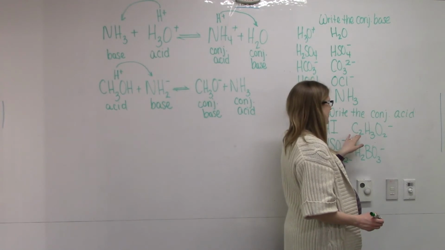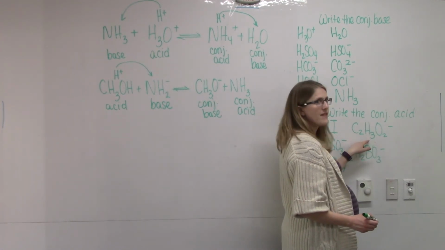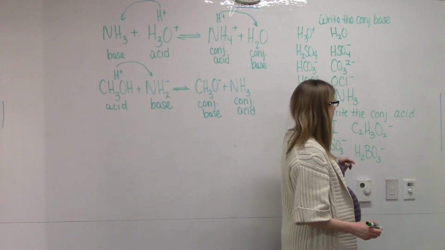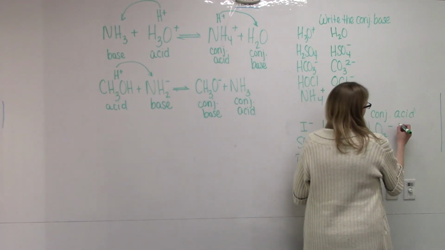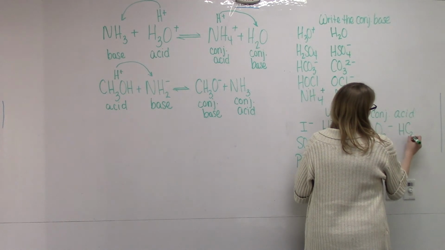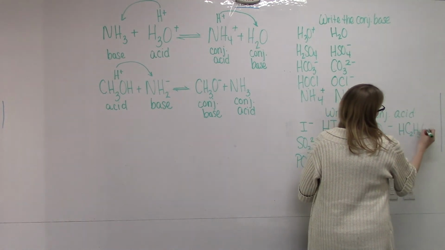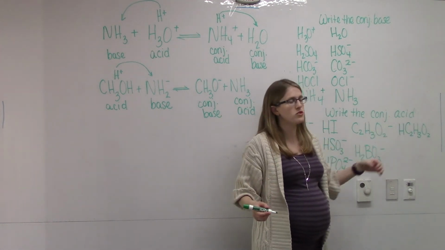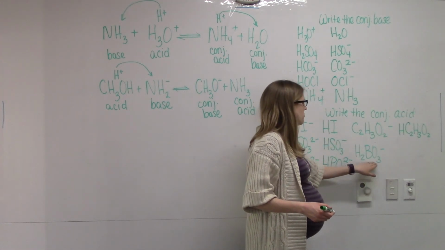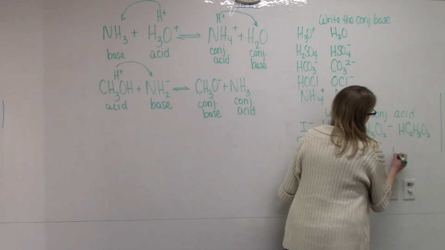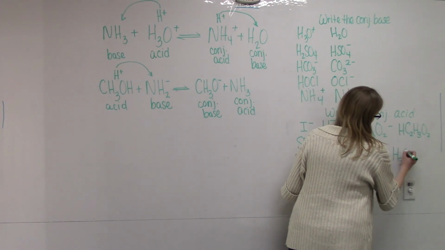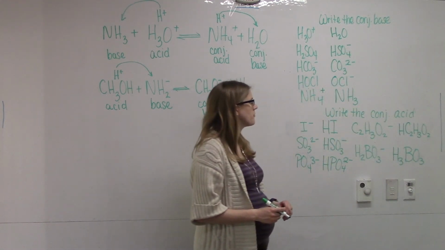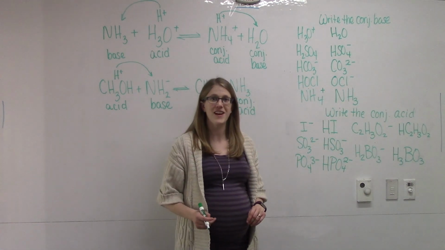Instead of C2H3O2, don't add the H in here, because the H in the front tells us it's an acid. So we're always going to put it in the front. So that's going to be HC2H3O2, and we're adding an H+, so that negative charge becomes neutral. H2BO3 minus is going to become H3BO3. And again, instead of minus, it's going to be neutral. So there you have it, conjugate acids and bases.